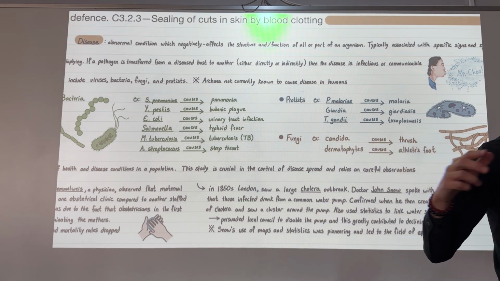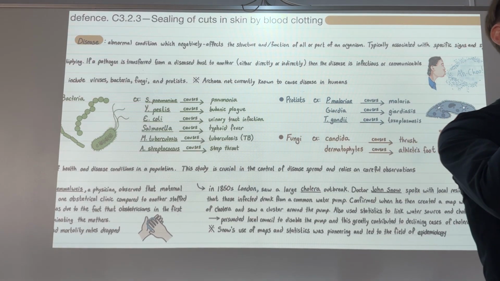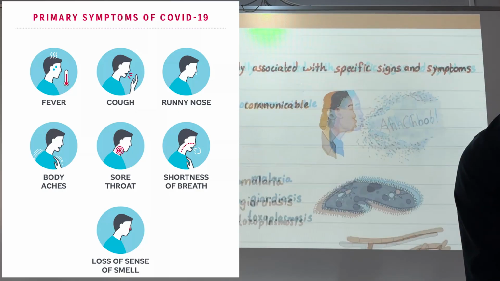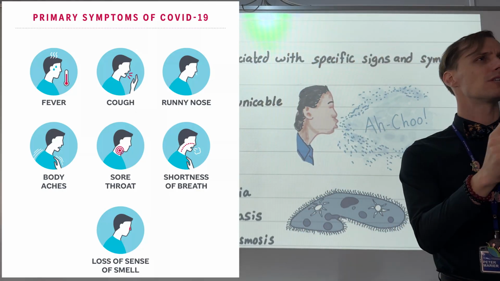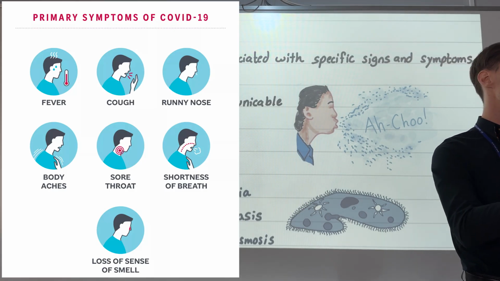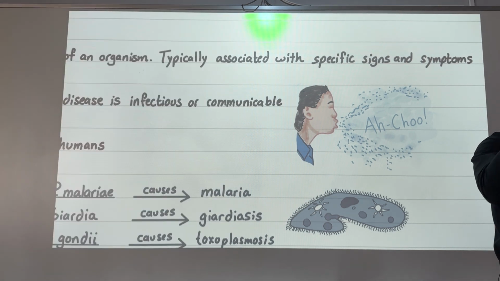A disease is really any abnormal condition that has a negative impact on either the anatomy or physiology or functioning of an organism. And if something is going to be classified as a disease, then it typically comes with associated specific signs and symptoms. So if someone has, let's say, COVID-19 as a disease, does this person have shortness of breath? Has this person lost some taste? Does this person have an elevated fever?